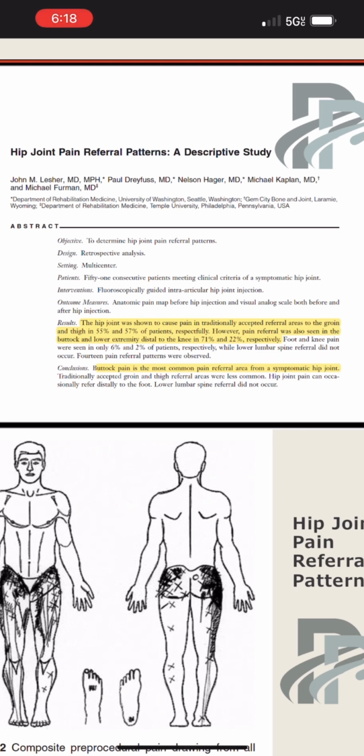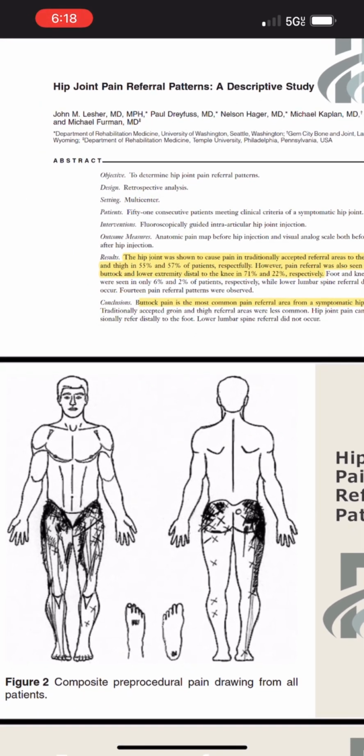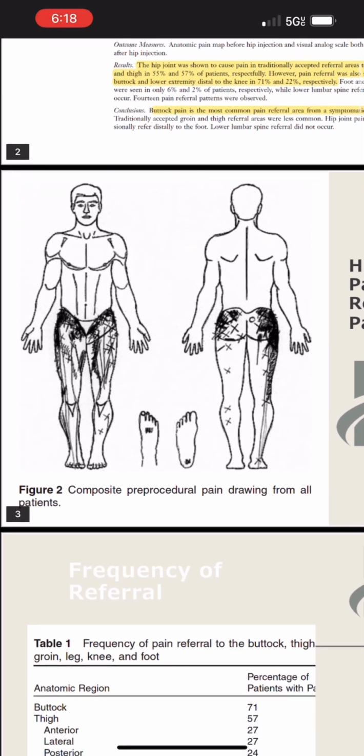So this is a study I did back, or a presentation rather, I did a couple years ago, and I just wanted to share some of the findings. So the hip joint most commonly refers pain into the buttock area based on this descriptive study that was done a while back. And it is referred to the groin and thigh as thought of before, but it's more frequently pain is referred into the buttock and thigh based on this study.